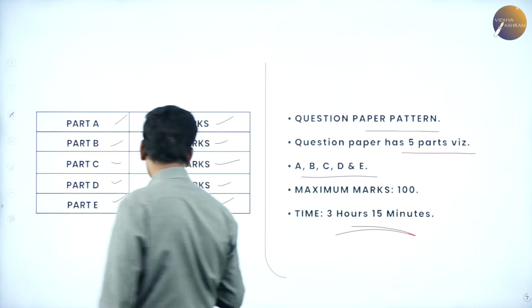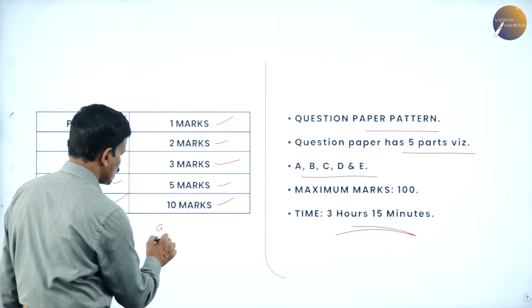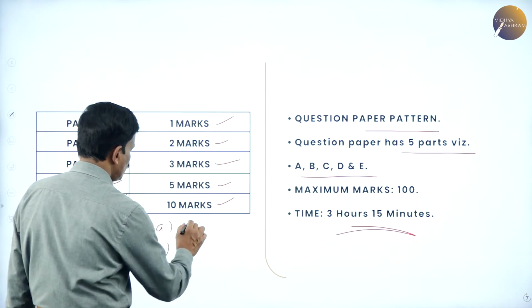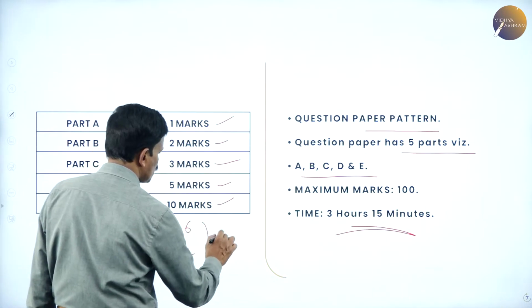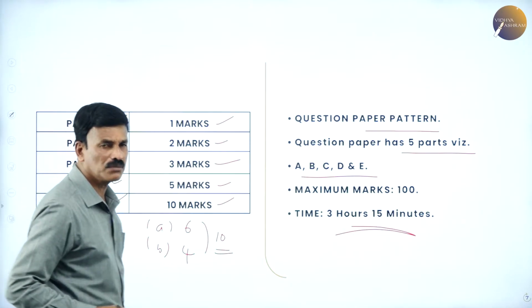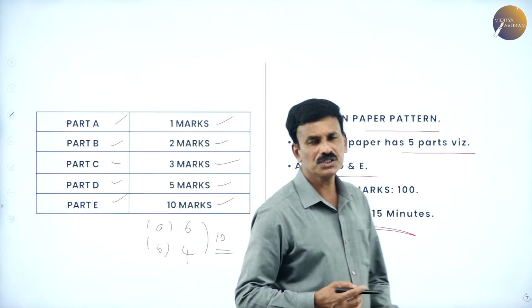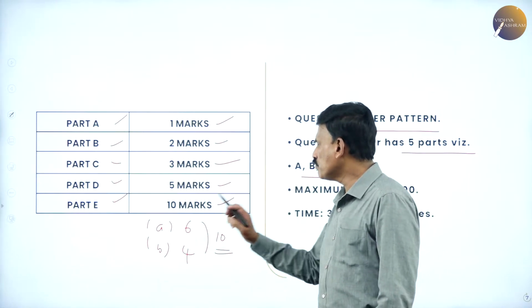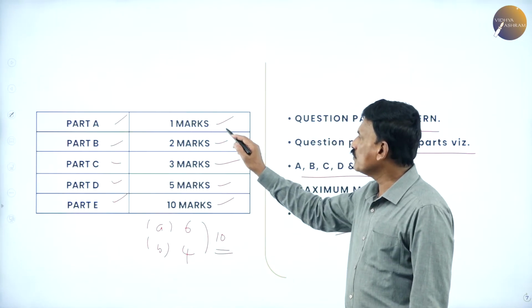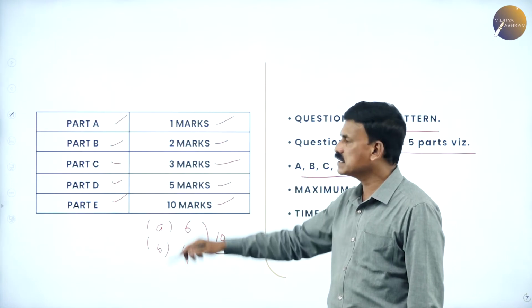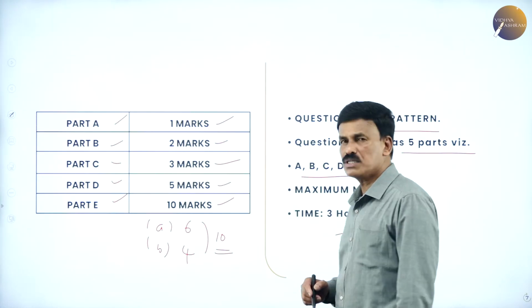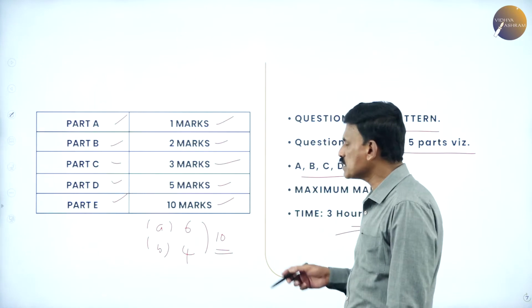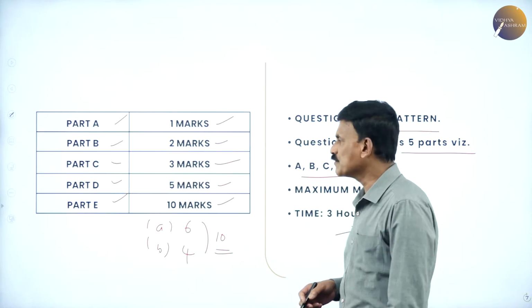Here this 10 marks is divided into 2 sub questions, A and B. A will carry 6 marks, B will carry 4 marks. Totally this is equal to 10 marks, 6 plus 4. Essay type question will be in part E. So part A 1 mark, part B 2 marks, part C 3 marks, part D 5 marks questions, and part E contains one 6 marks as well as one 4 mark question.